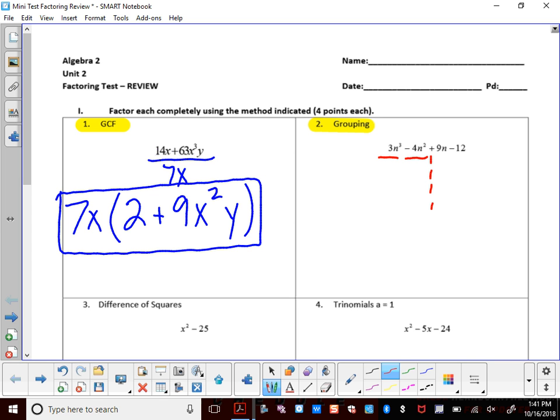We don't have to write 1. Then I have n cubed and n squared. What's my GCF there? N squared. We need the smaller exponent. So now I'm going to divide. What's 3n cubed divided by n squared? 3n. And then negative 4n squared divided by n squared? Minus 4.